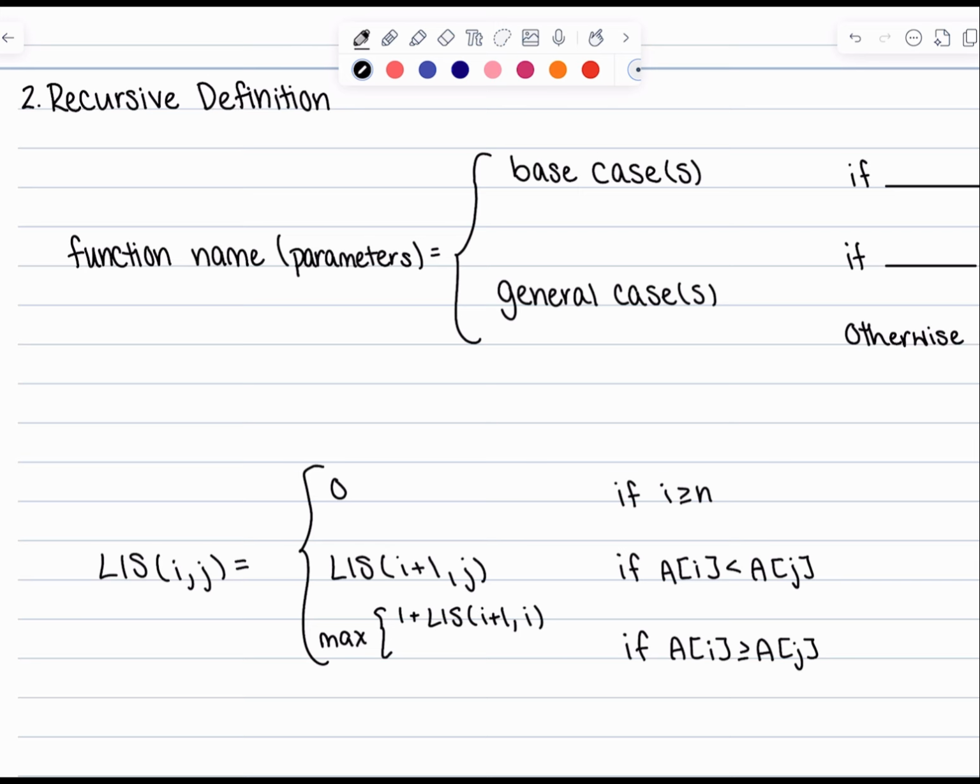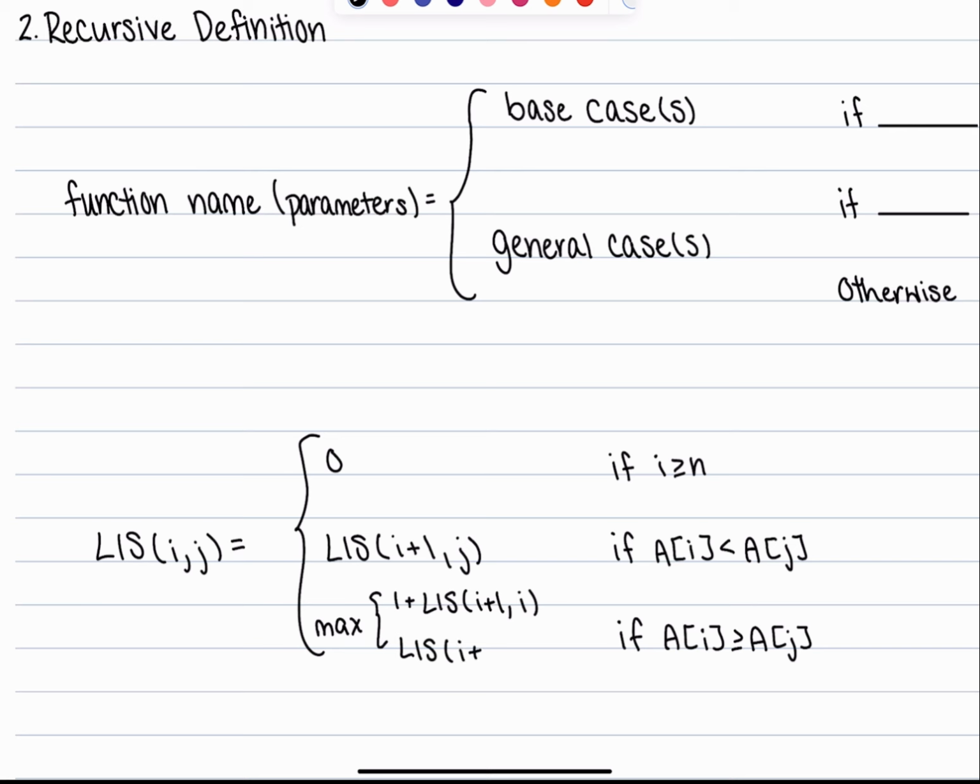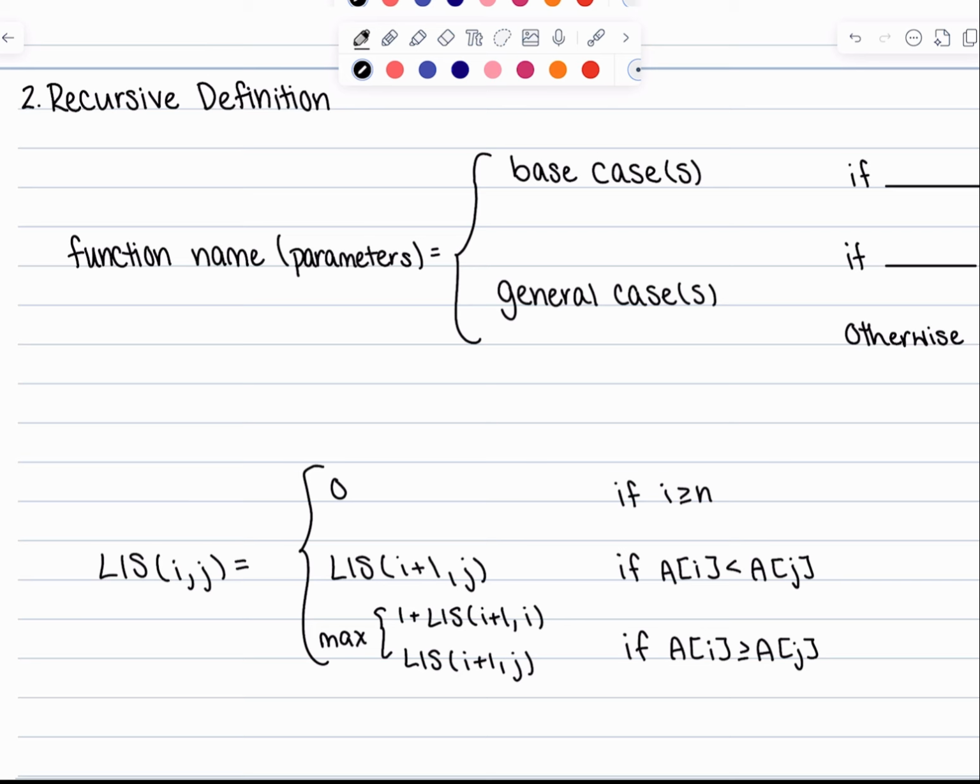Okay, well, what happens if I don't take it? If I don't take it, it's the same exact case as the one above, because I'm not taking it, and that's what happened there too. So LIS of i plus 1, comma j. And we've officially finished the two hardest steps in the entire dynamic programming. Everything from here on out is very formulaic.